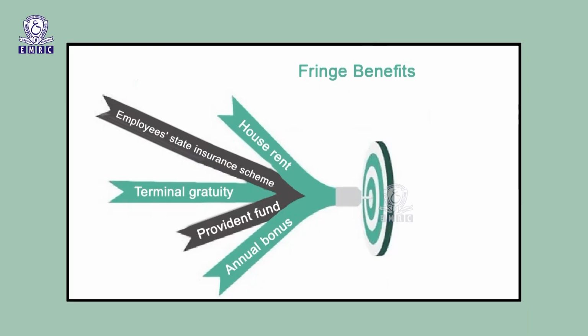And the compulsory fringe benefits are annual bonus, monthly contribution to a provident fund, terminal gratuity, and the contribution towards the employee's state insurance scheme, like house rent allowance to workmen.